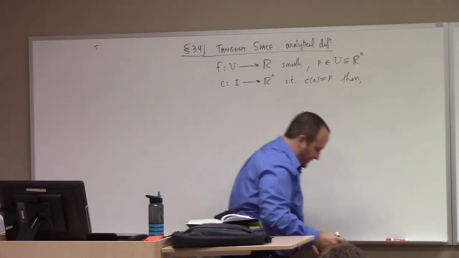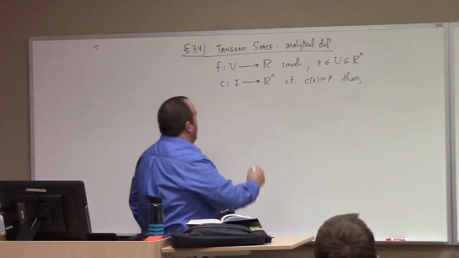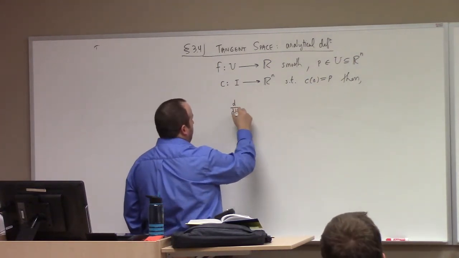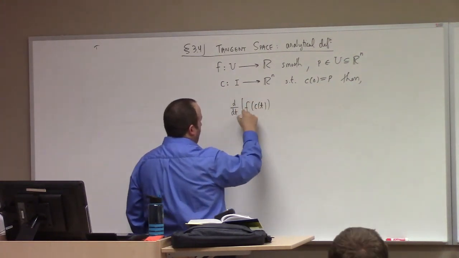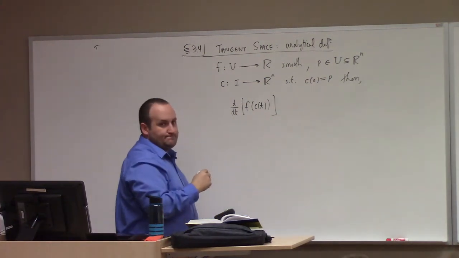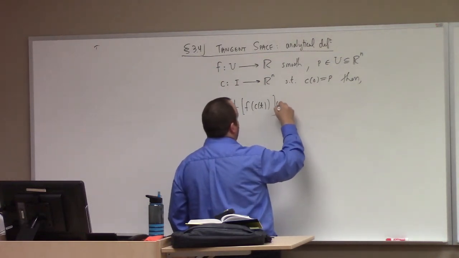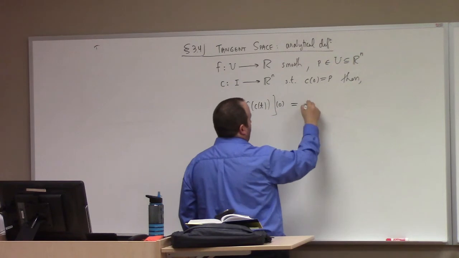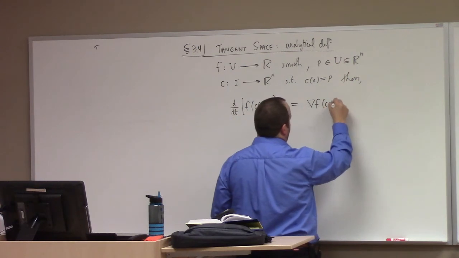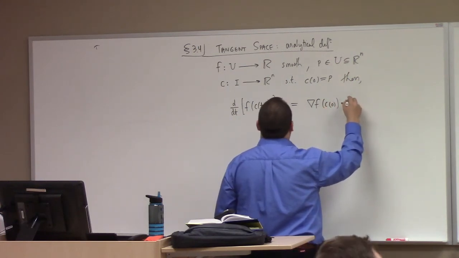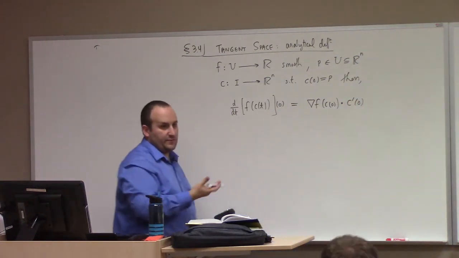So in this context, if we look at d/dt of f of c of t, what happens? Say at time 0. We get what? We get the gradient of f, right? At c of 0, dot product with c prime of 0. That's the chain rule.